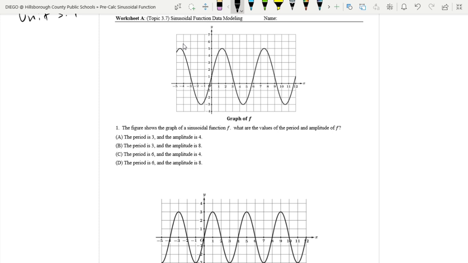So we have, the figure shows the graph of a sinusoidal function f. What are the values of the period and the amplitude of f? Okay. So we have this sinusoidal function, and they're wanting to find us the period and the amplitude, okay? So how do we find the period?